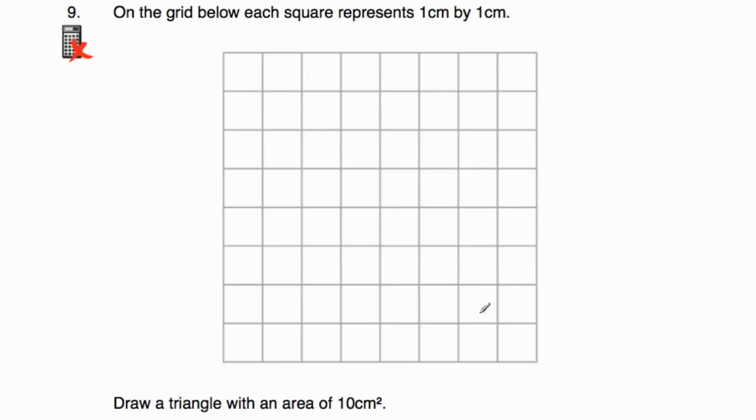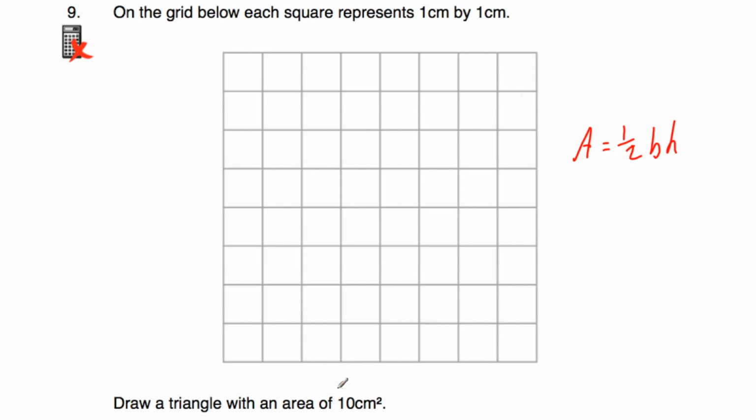So in question number 9, we've been given this centimeter square grid, so each square is 1 centimeter by 1 centimeter, and that means it would have an area of 1 centimeter squared, or 1 square centimeter. And we've been asked to draw a triangle with an area of 10 centimeters squared. So that's a triangle that would have 10 squares inside of it. Now that means the area of a triangle is given by half the base times the height.